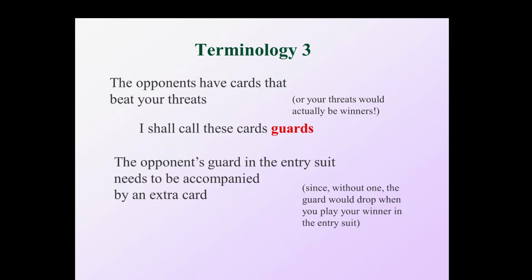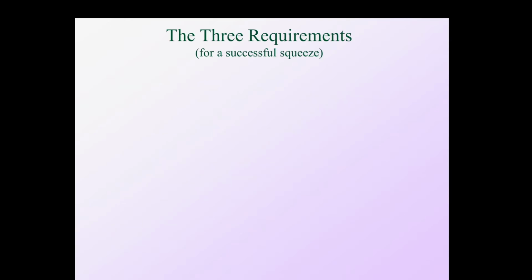And of course, in the entry suit, the guard that they have must have another card with it. That's because you have a winner, the entry, as well as the threat. So they have to have the guard and another card that stops you playing off your winner and so dropping the threat. So I'll refer to that card when I have to as the support card for the guard in the entry suit.